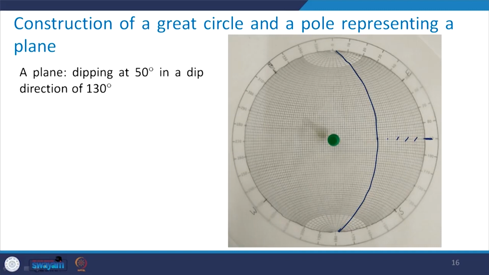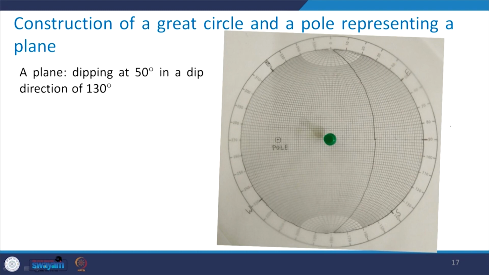So this is how one can get the great circle which is representing a plane that is dipping at 50 degree with a dip direction of 130 degree. Now how to locate the pole? So you see the next step, in this case I took it to be, say, from here 1, 2, 3, 4 and 5, each are representing 10 degrees, so 50 degree.